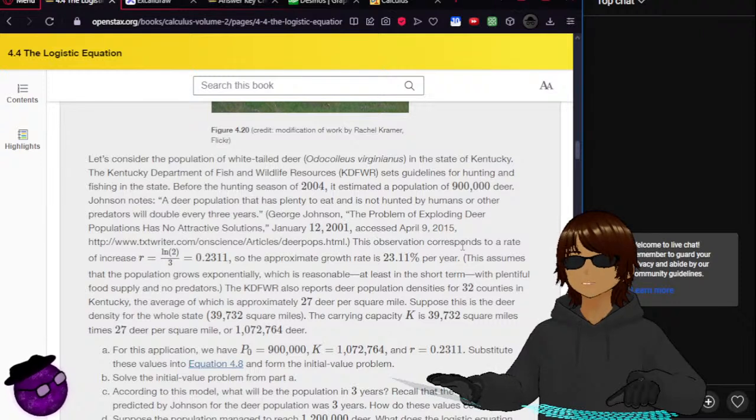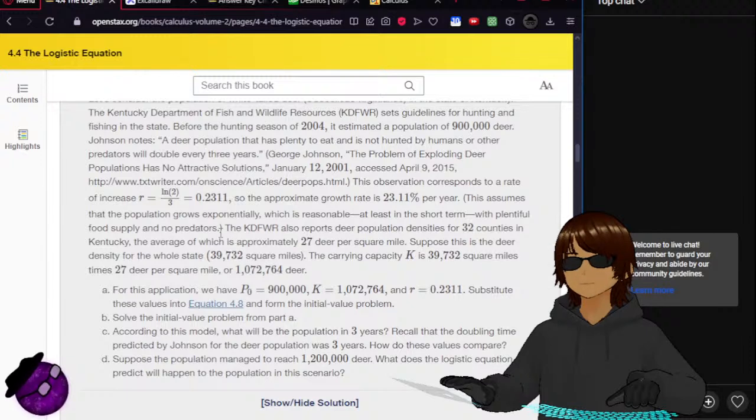This observation corresponds to a rate of increase R, which is equal to ln of 2 over 3. So the approximate growth rate is 23.11% per year. The KDFWR also reports deer population densities for 32 counties in Kentucky, the average of which is approximately 27 deer per square mile. Suppose this is the deer density for the whole state.